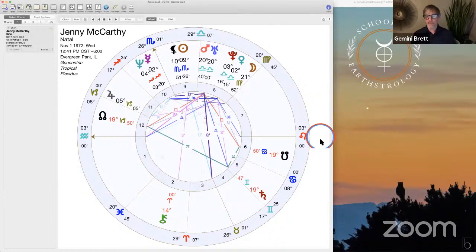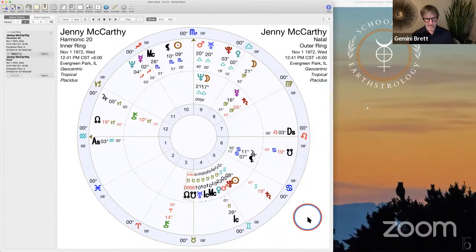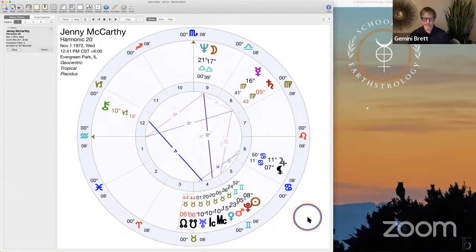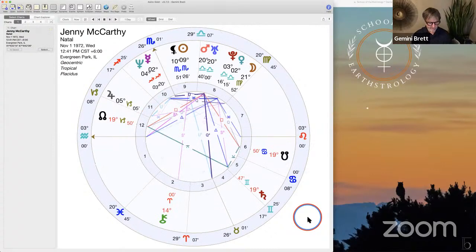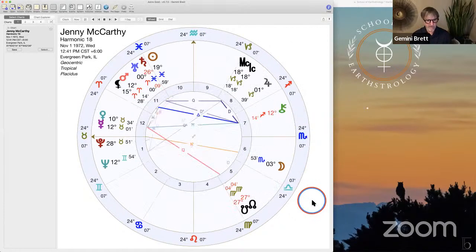Now, I can confirm this by creating a 20th harmonic chart. Sorry, a 18th, right? There's 7/18 away. An 18th harmonic chart should show me Sun and Saturn conjunct if the math was right. This is a 20th harmonic chart. I was like, no, but it was the wrong chart. Okay, 18th harmonic, see the Sun-Saturn conjunction?